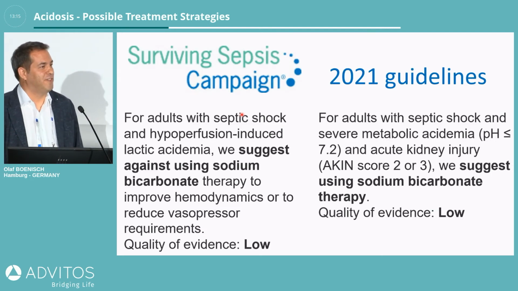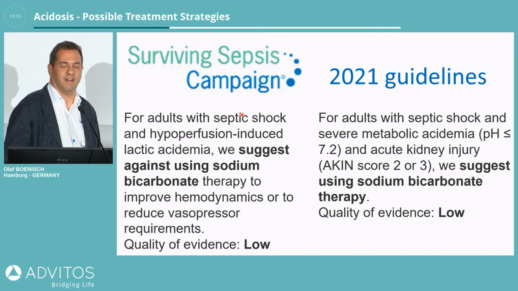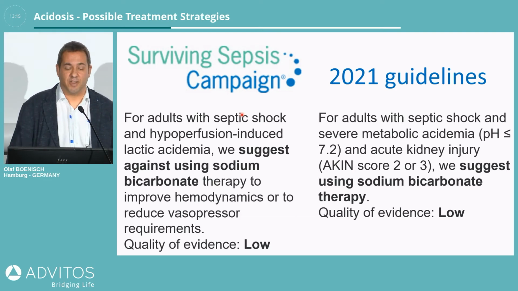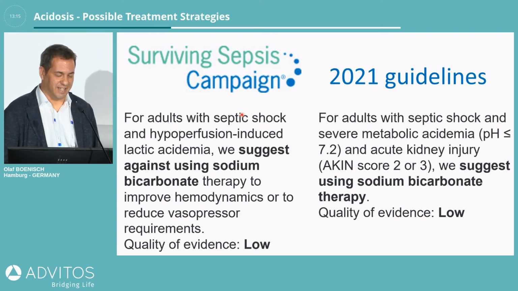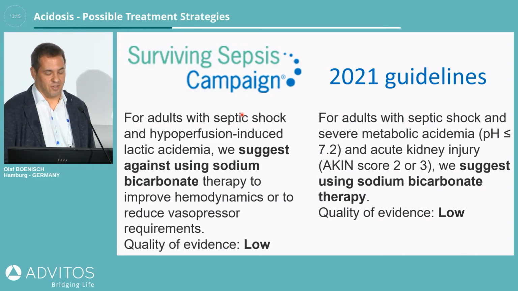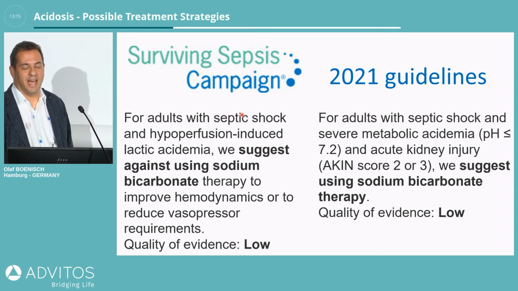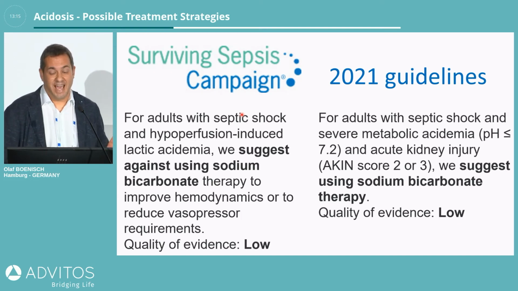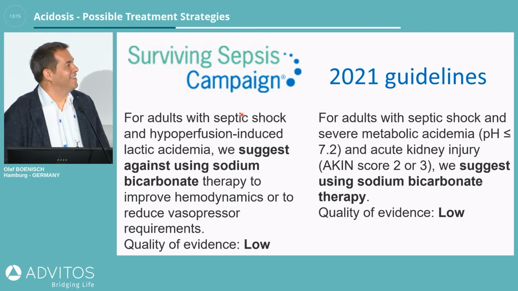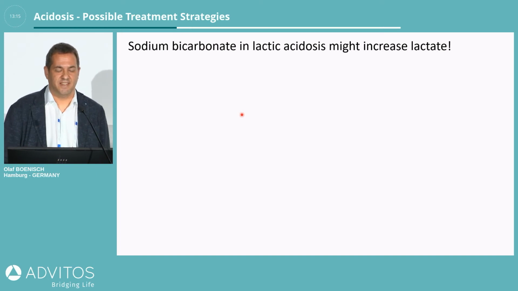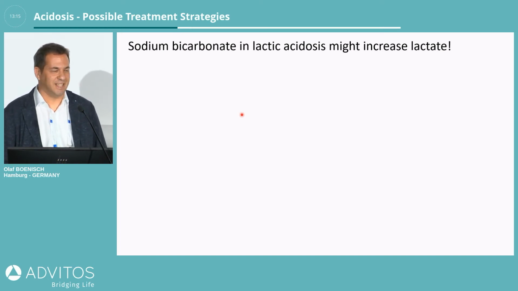So these results of the Jaber study made it to the recommendations of the Surviving Sepsis Campaign from last year. And so the recommendations are, for adults with septic shock and hypoperfusion-induced lactic acidemia, we suggest against using sodium bicarbonate to improve hemodynamics or to reduce vasopressor requirements. And for adults with septic shock and severe metabolic acidemia and acute kidney injury, we suggest using sodium bicarbonate therapy. For both recommendations, the quality of evidence is low. Nevertheless, they included the results of this study into the recommendation. What I think is very interesting is that sodium bicarbonate in lactic acidosis might increase lactate.